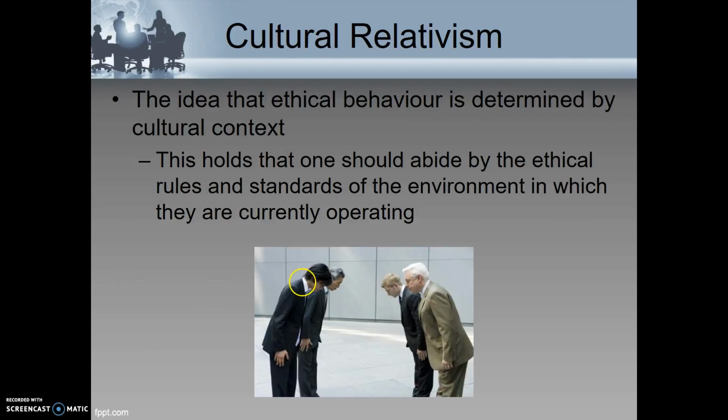So let's look at cultural relativism. This is the idea that ethical behavior is determined by the cultural context. In other words, wherever I'm taking care of my business, that is the ethical standards I should be using. For example, if a Canadian company decides to go do business in Japan, they should be operating by the ethical standards of the Japanese. You can see the picture here, we should be trying to bow as opposed to shake hands. Or we need to be accepting of gifts, because in the Japanese culture, it's very common to give gifts to business partners, whereas in North American culture, that can often be seen as a bribe.